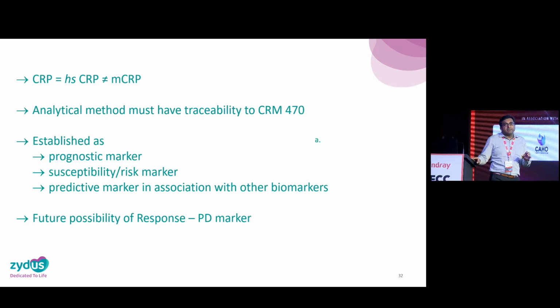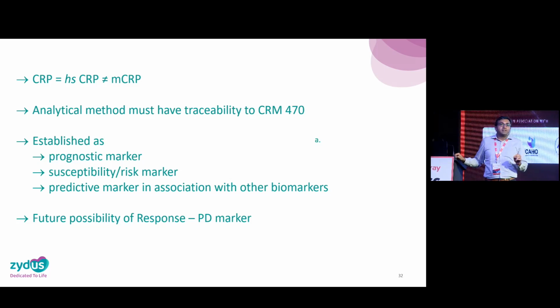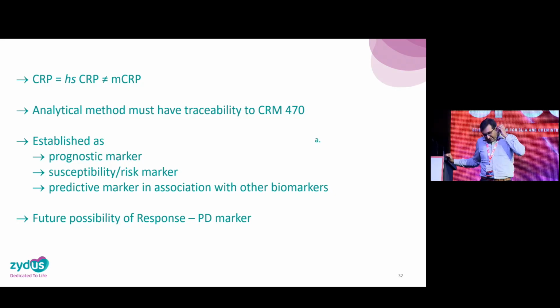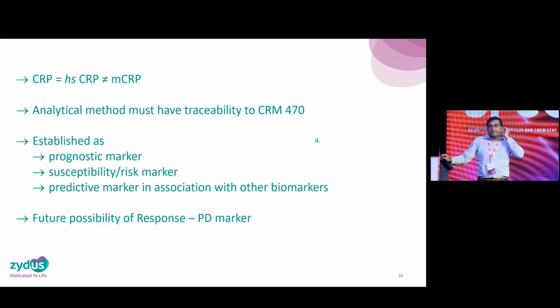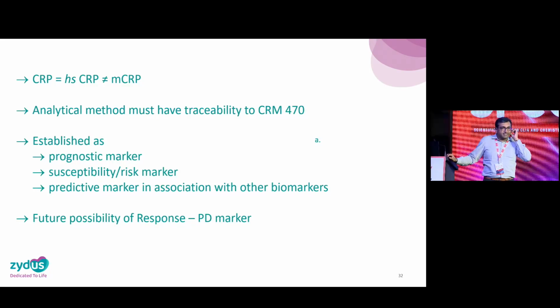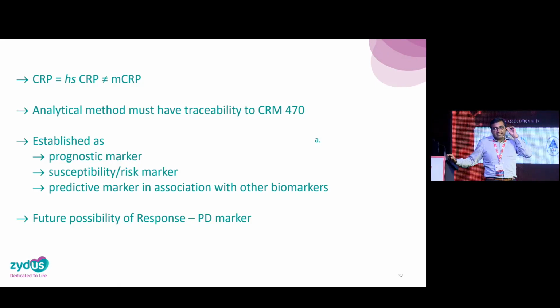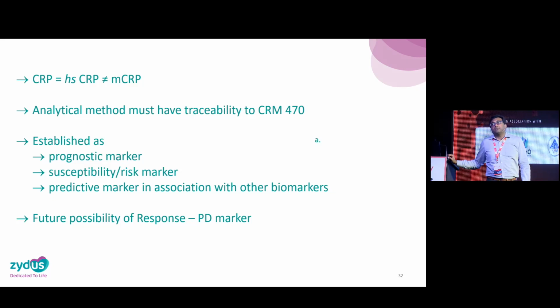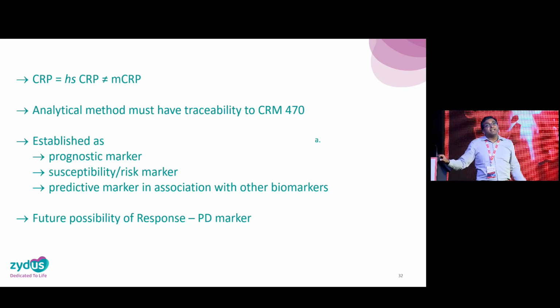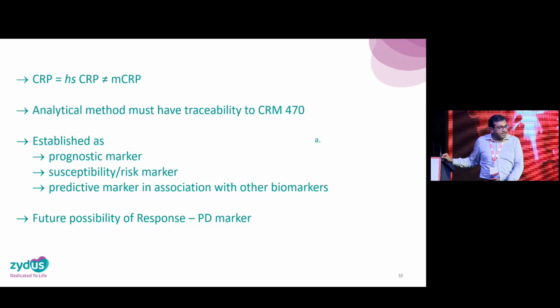The analytical method which we use for CRP must have the traceability of CRM 470, which was first assigned way back in the 1990s, probably 93, if I am not mistaking the year. And then again reassigned by NIST. First assignment was done in collaboration with IFCC, European Commission and US FDA along with the CAP.